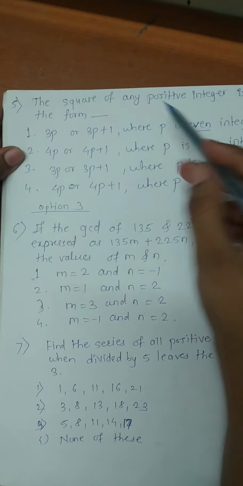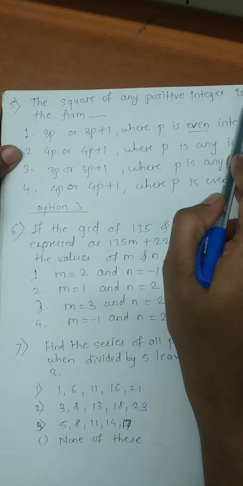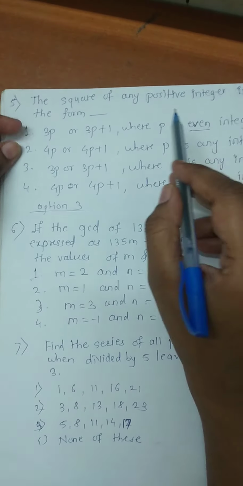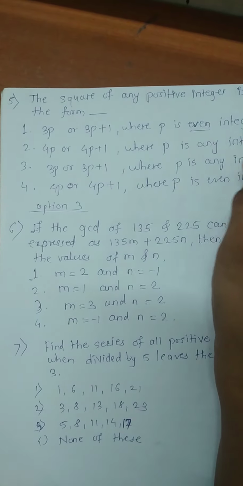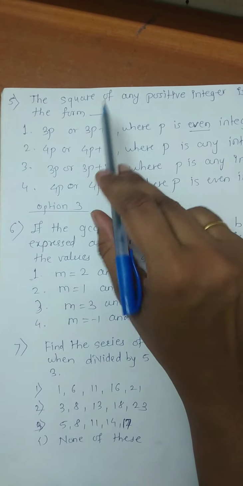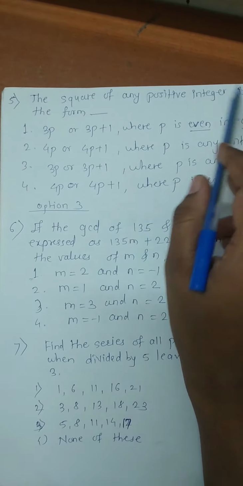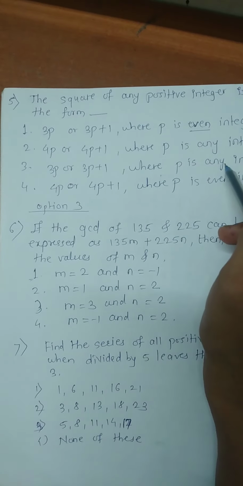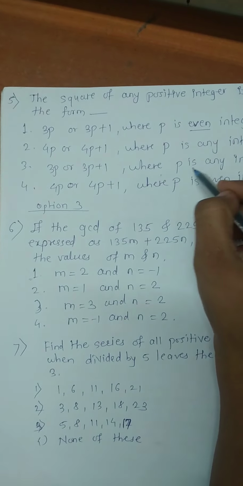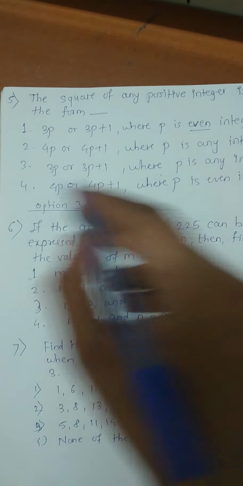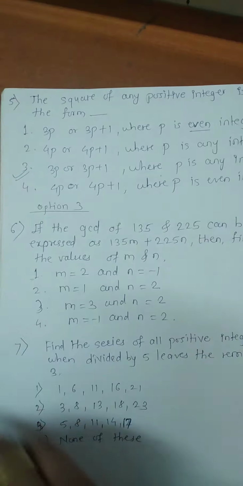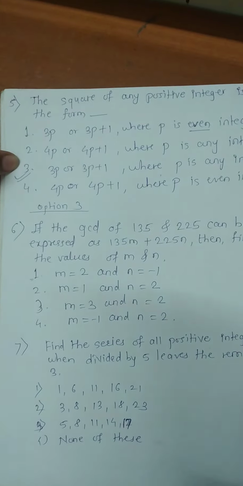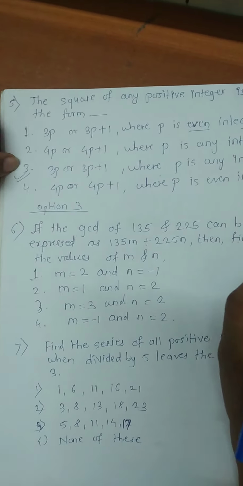MCQ number 5. The square of any positive integer is of the form... We have already learned in class that the square of any positive integer is always of the form 3p or 3p plus 1, where p is any integer. There is no condition that p is odd integer or p is even integer. So answer option 3 is the correct option.